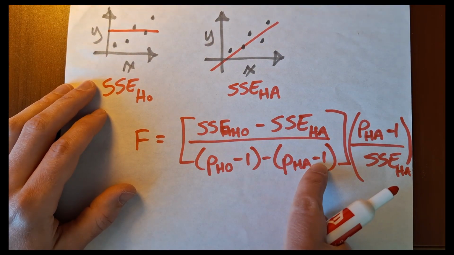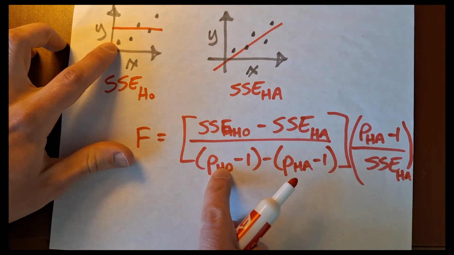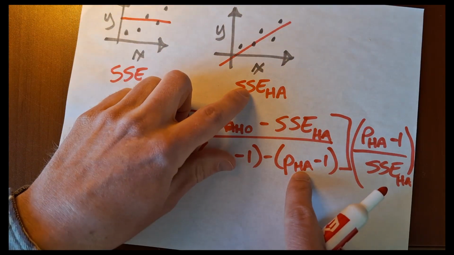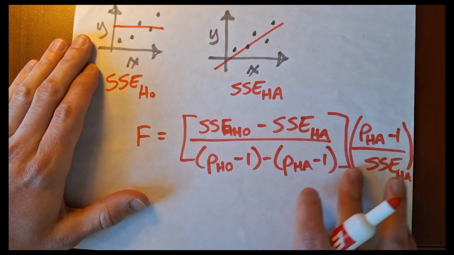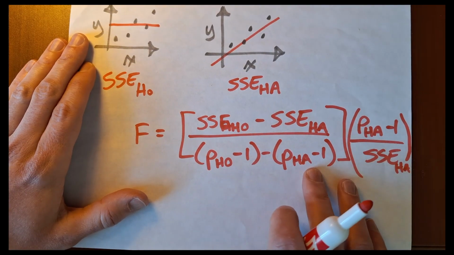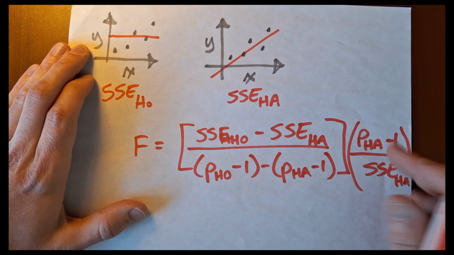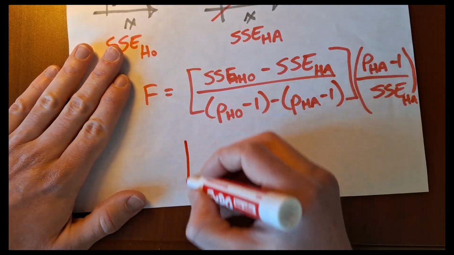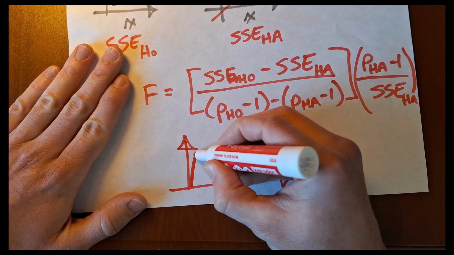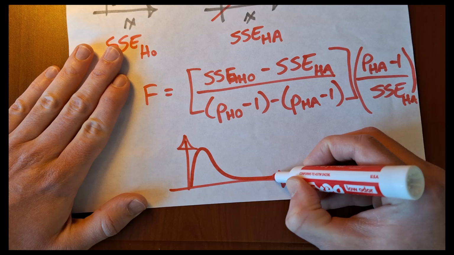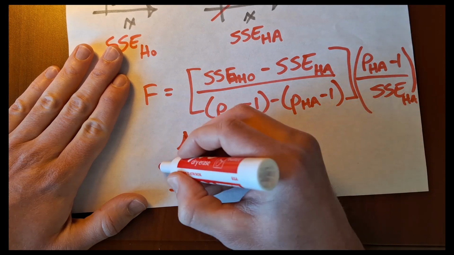Down here, you're normalizing this by the parameters in the null model minus 1 minus the parameters in the alternate model minus 1. So if you're adding a ton more parameters to your alternate model to make it fit better, you're going to get penalized. So from all of this, we can compute the F statistic, and the F statistic is going to follow the F distribution, which looks something like that, or sometimes something like that.